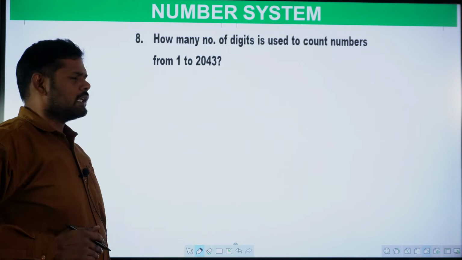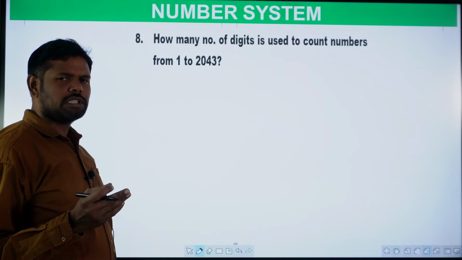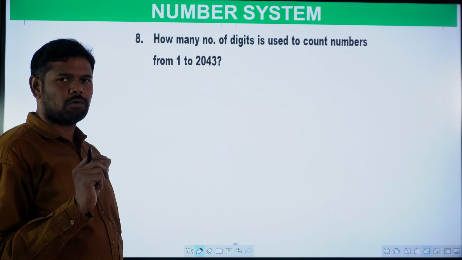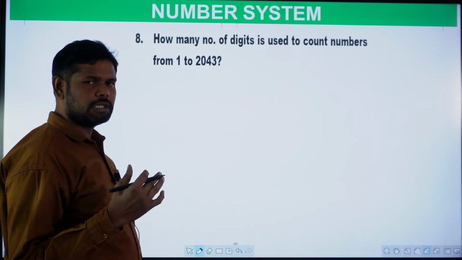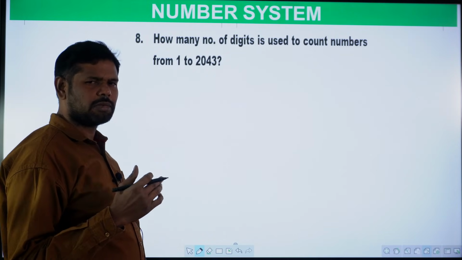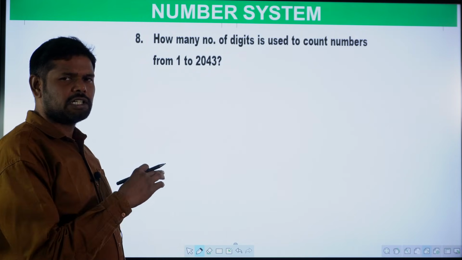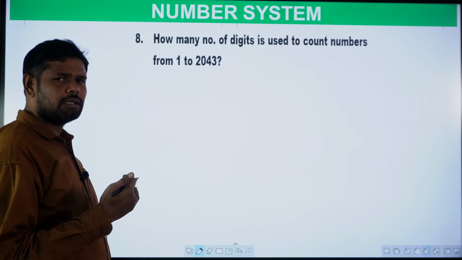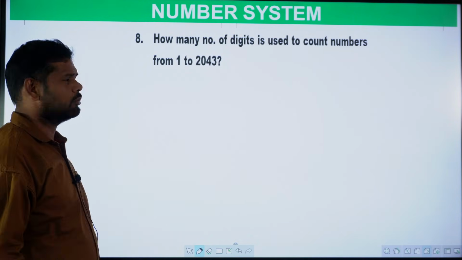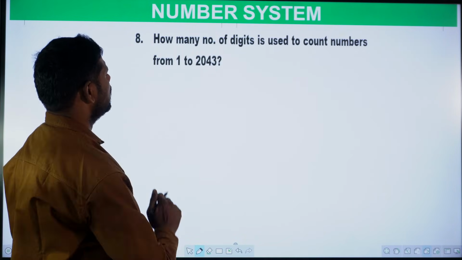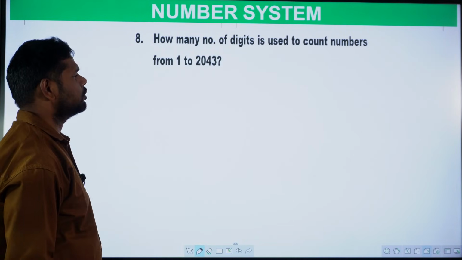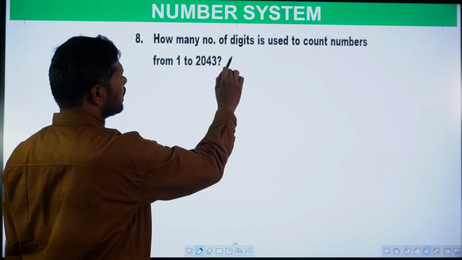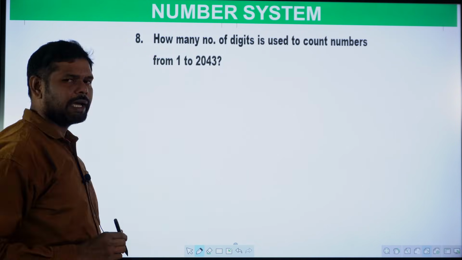Sometimes many questions come related to squares and cubes in the number series chapter, the coding-decoding chapter, and analogy-type questions. So sometimes we use squares and cubes there also. That's why it is better to learn at least 30 squares and 15 cubes. That will be helpful for our CSAT. How many digits are used to count the numbers from 1 to 2043? Again, a basic question.